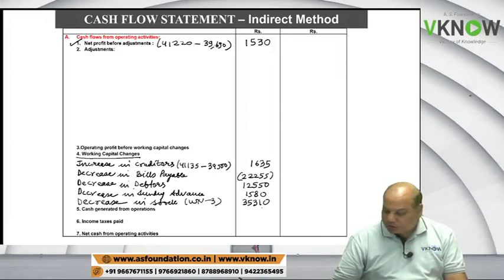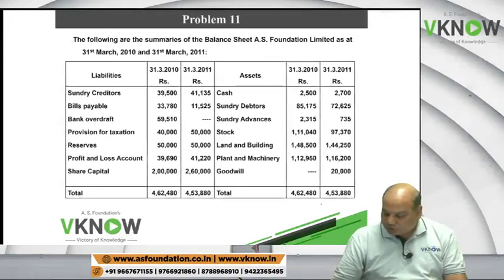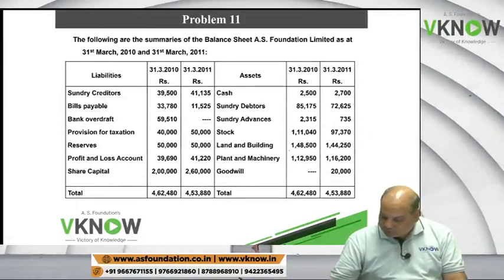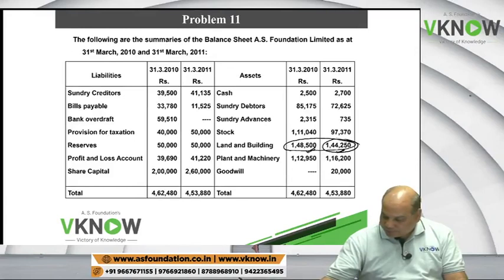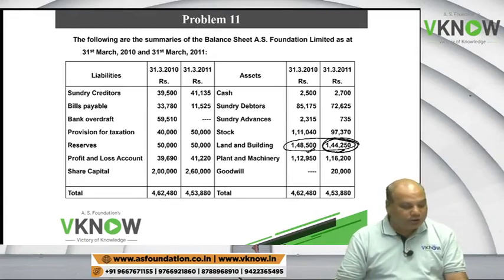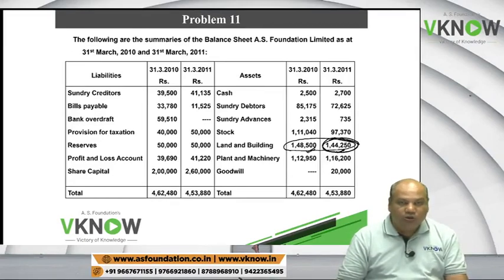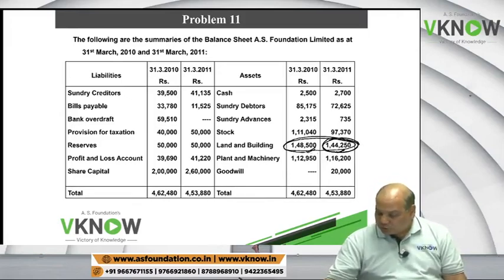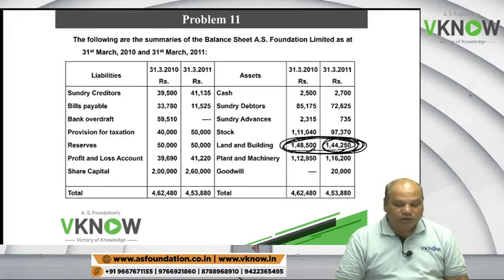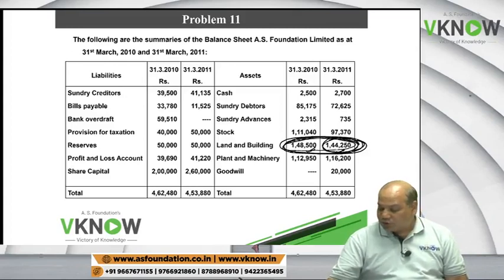Next line in your question is land and building. Now you see on your screen, asset side, you have land and building. Opening is more, closing is less. There is no other adjustment in the problem. So my question is, what will you call this difference? In the exam, opening is more, closing is less, so there is a decrease in land and building.